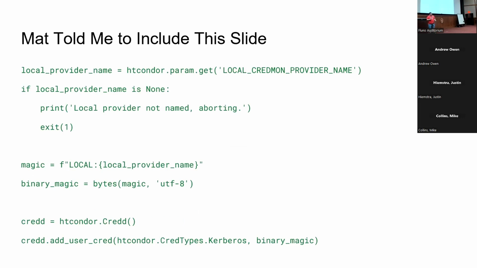Last thing I wanted to talk about was to tell you that Matt told me to include this slide. It is probably complete gibberish to everyone who does not A, have a local issuer, and B, want to submit jobs from Python. If you need to cause the local issuer to trigger when you submit jobs from Python, this is how you do it. Now, that's up there for reference when you grab the slides later.